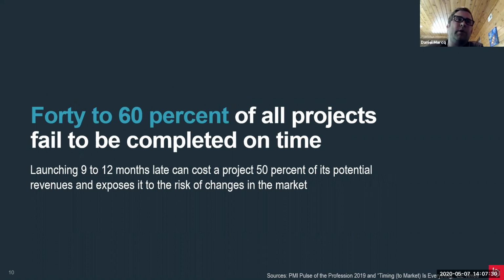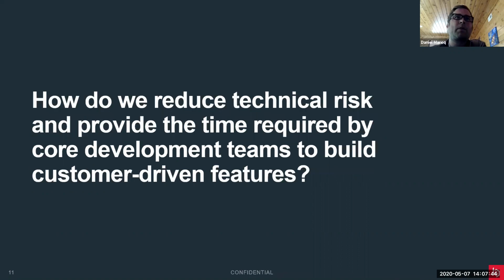If we look at metrics again, about 9 to 12 months late corresponds to about 50% loss in potential revenues for the product. That can be detrimental to your product and your business. So of course, releasing on time and planning ahead for these types of events is important. So the question really comes down to this: how do we reduce technical risk and provide the time required by core development teams to build customer-driven features?